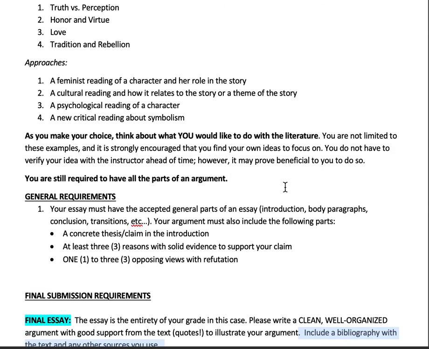So like I said, choose what you want to talk about. Choose what was most interesting to you, whether that's a character, a theme, or an approach. And let me know if you have any questions as you start to write.